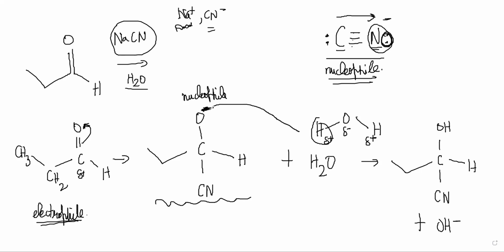Because it got electrons from here, no? So it will give away these electrons, right? Because otherwise, hydrogen will have more than two electrons. That is not possible. It doesn't have orbitals, right? So finally, you get this OH and CN added to the C atom. OH and CN have been added to the same carbon, and OH minus has come out, right? Correct. So this is the mechanism of this one.